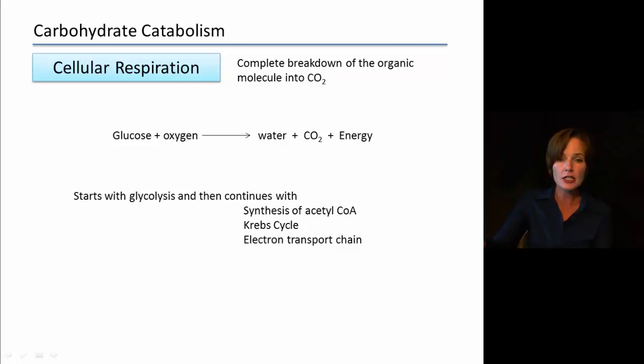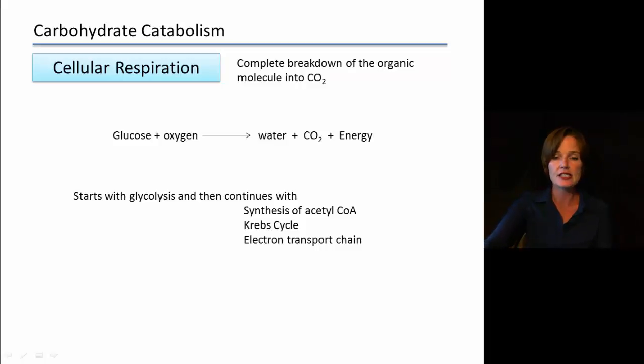We do start with glycolysis, but after glycolysis, we're going to take the pyruvate, those little sugars that we've made, and we're going to continue to process them. We will have the synthesis of acetyl-CoA, then we'll have the Krebs cycle, and then we will finish it up with the electron transport chain.